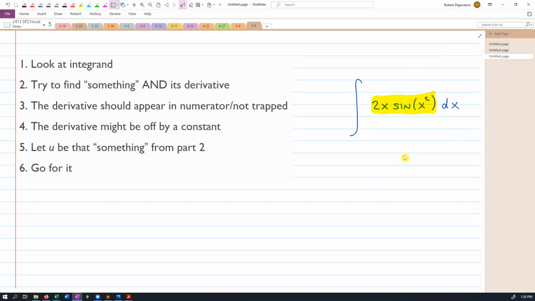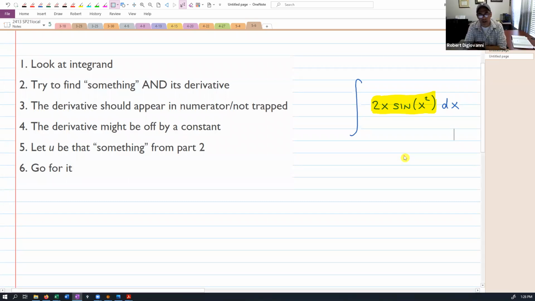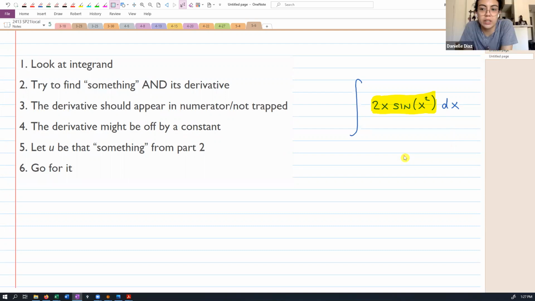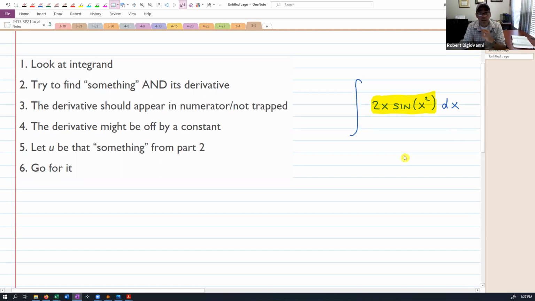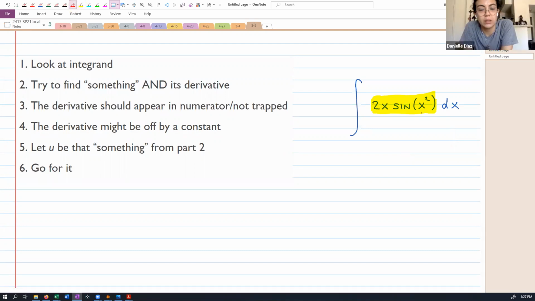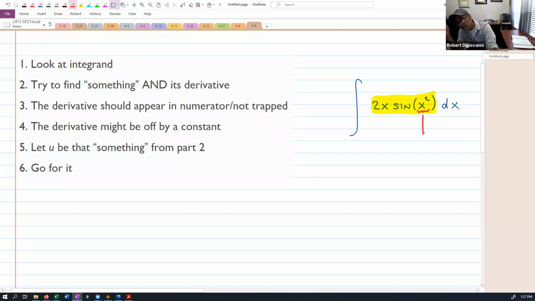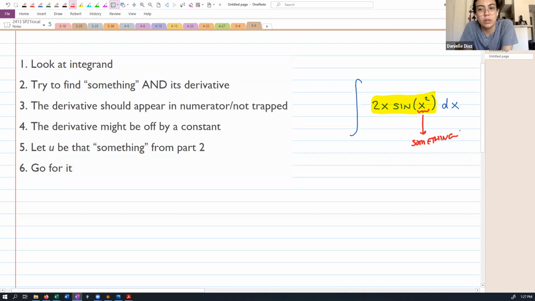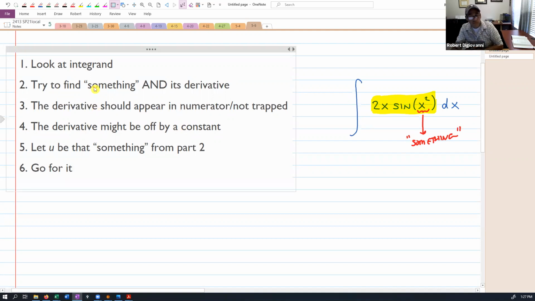Sorry, I heard a couple of different things there. Go ahead again. Do you mean the x squared and the 2x are related? Yeah, the x squared and the 2x are related, aren't they? So the x squared is kind of like the something I'm talking about. The u? Well, hold on, I haven't talked about u yet. That's something, isn't it? I'm just following these steps. Try to find something and its derivative.